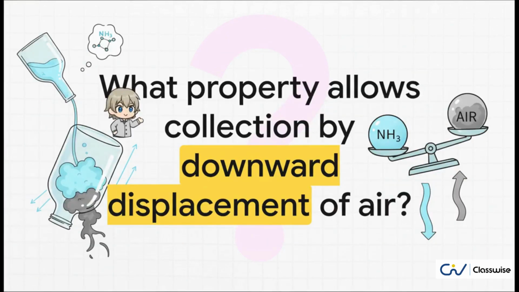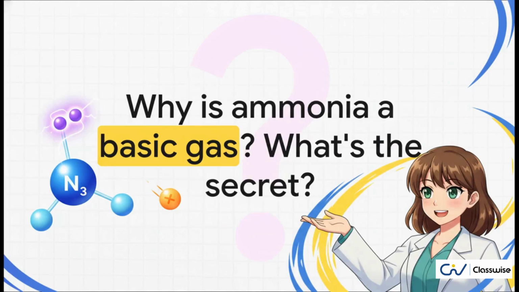Question number 2. Think back to the lab prep. What is it about ammonia that allows us to collect it using downward displacement of air? It's because ammonia is lighter or less dense than air. Nice and simple. And for the final question, let's circle all the way back to the beginning. Why is ammonia considered a basic gas? What's its secret? It is that lone pair of electrons on the nitrogen atom. That's what gives it its power.